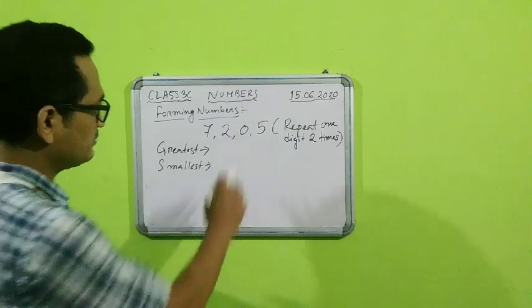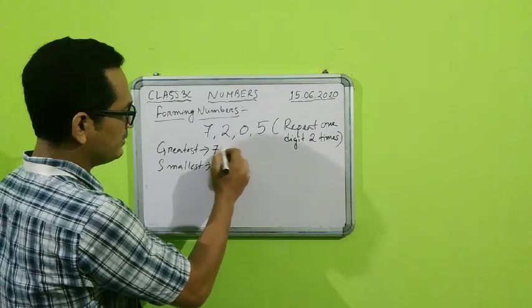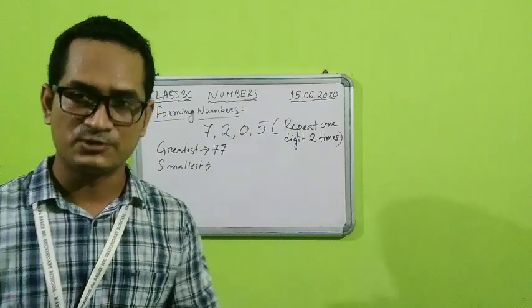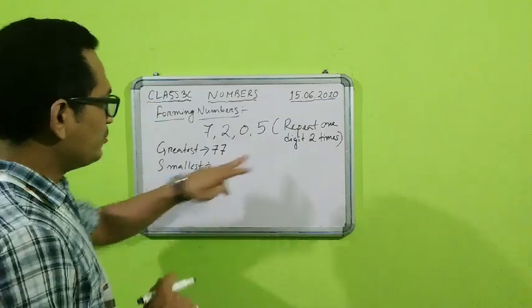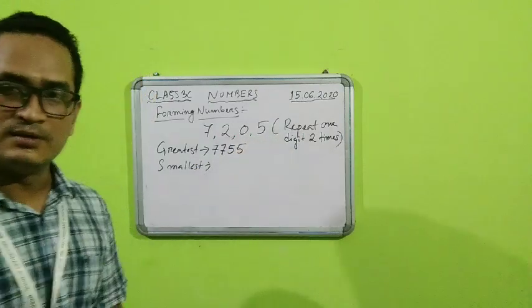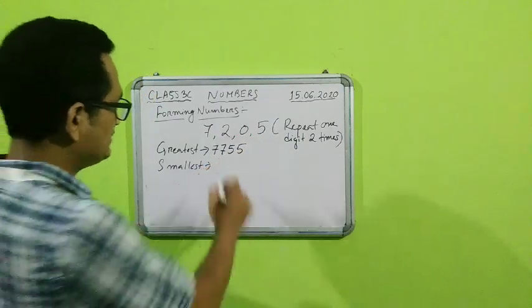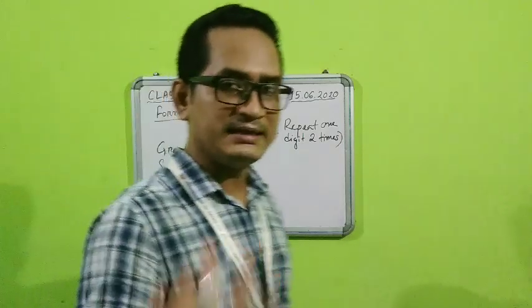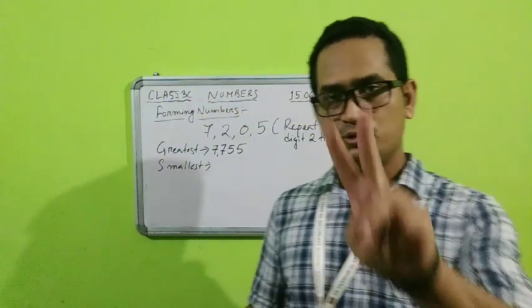The greatest number, first I have to write 7. So I will write 77 because I can repeat the digit for 2 times only, not more than that. What will be the next number then? The next number will become 55. So the greatest number now will become 7755, as I am allowed to repeat the digits only maximum 2 times.